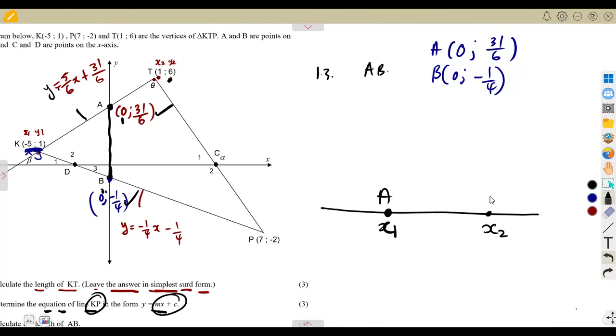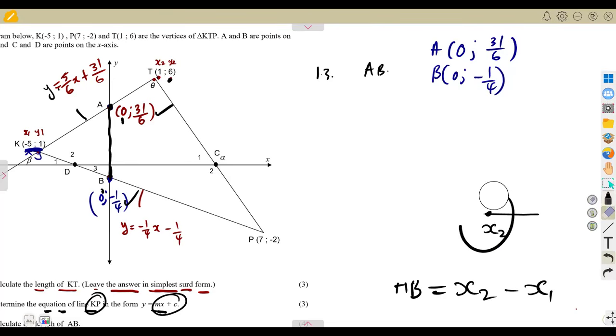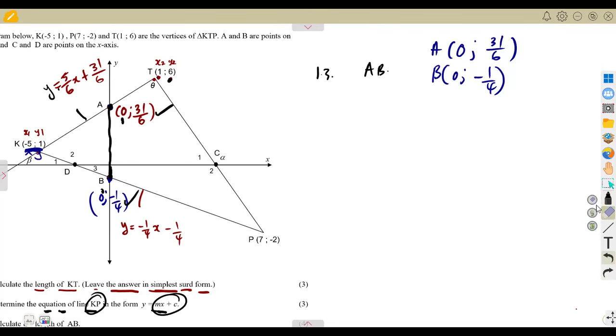So the distance between line AB was going to be the bigger value, which is the maximum value, minus the lower value that you're given in terms of the x values. These values are the more positive ones compared to these values on the left side. So the length of AB was simply going to be x2 minus x1. The x value here minus the x value here, that's how you consider all horizontal lines and all vertical lines. You just take them as they are.